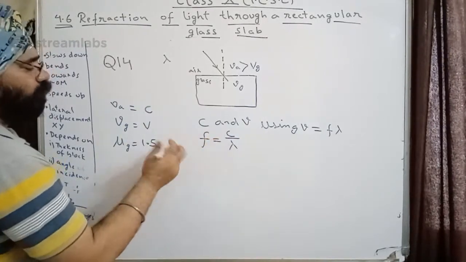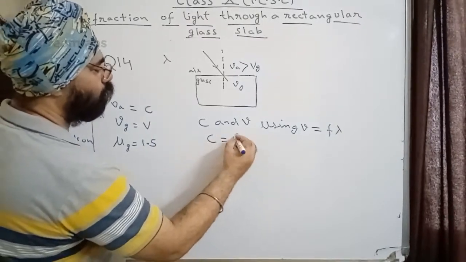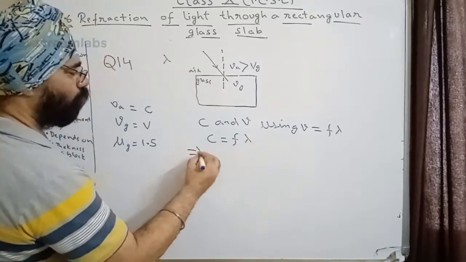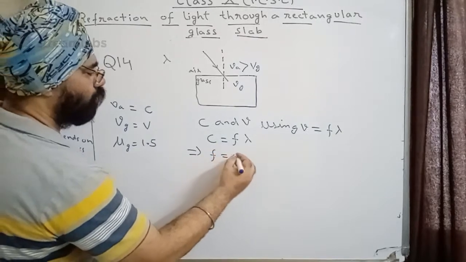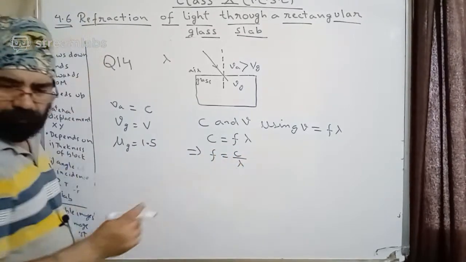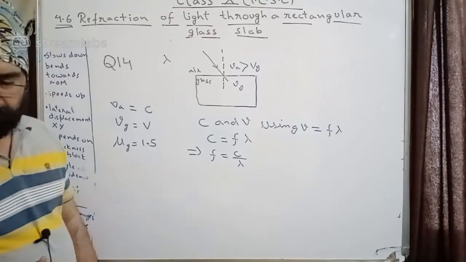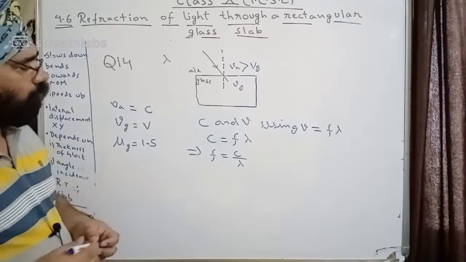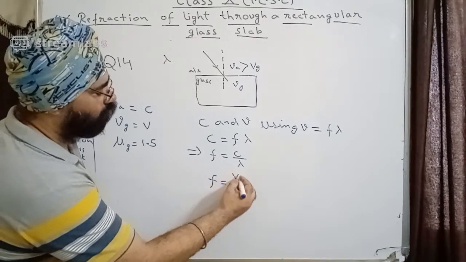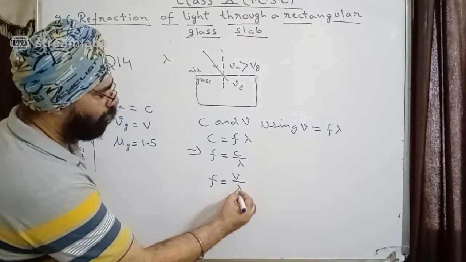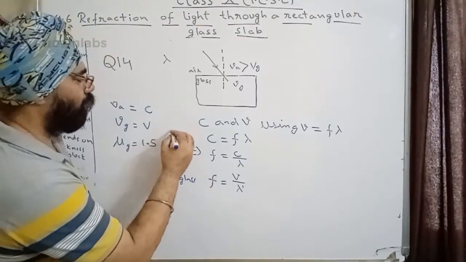ठीक है, तो which means पहले वो लिख लें, which implies that c is equal to f lambda, which implies that f is equal to c by lambda. Got it? ये हमने पहला डिराइव कर लिया. f is equal to c by lambda. Got it? Then what do we do? Then we also know that f is equal to v by lambda dash in glass. In glass, this was in air.